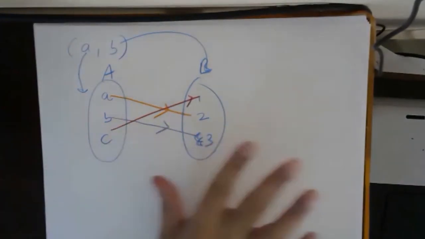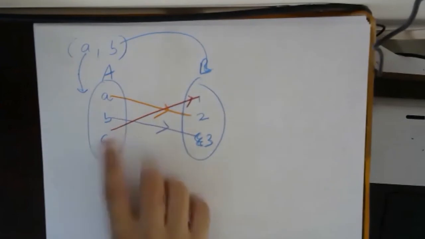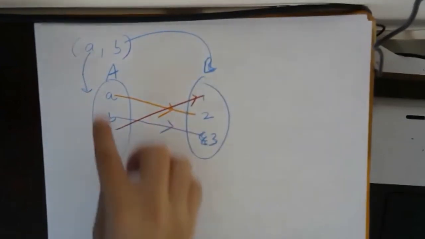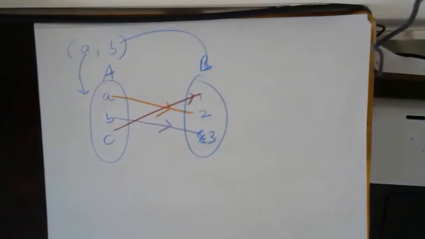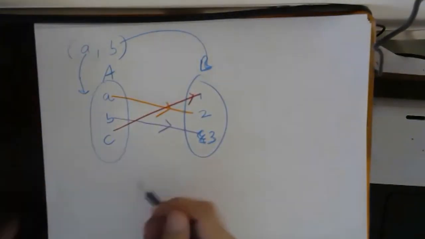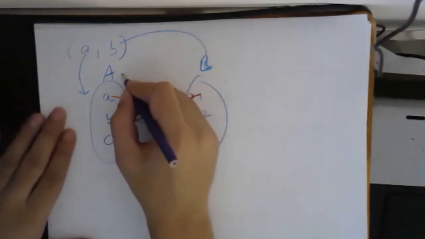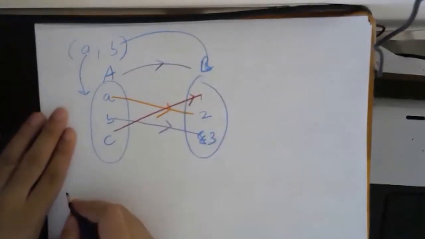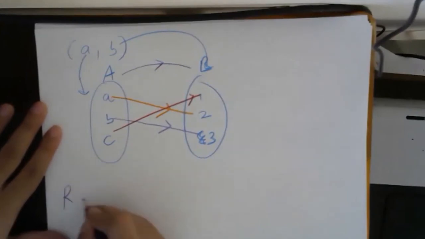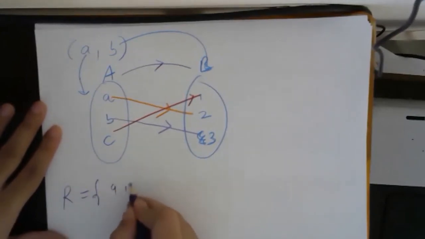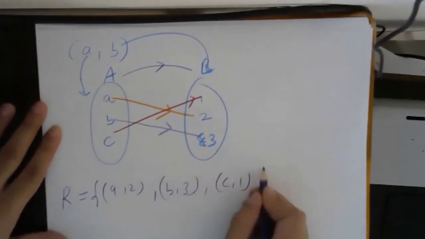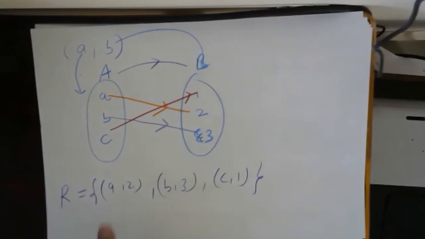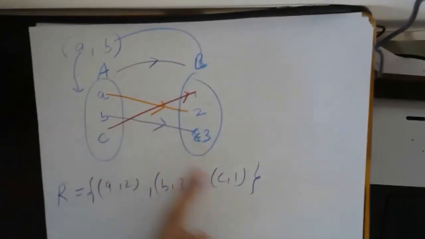Till here, there is no doubt, right? There were two sets, A and B, and elements of A are related with elements of B. So if I write the relation, A is related to B, and the name of the relation is given as R, which contains (A, 2), (B, 3), and (C, 1). So I'm saying this is a relation R.